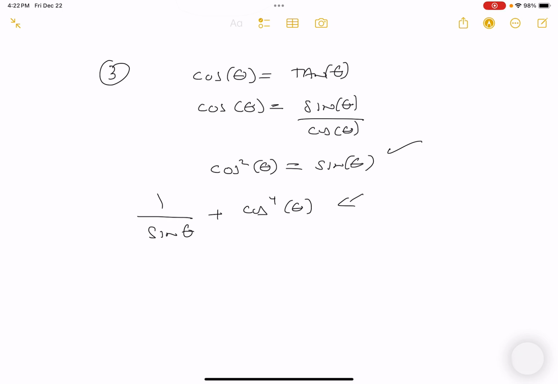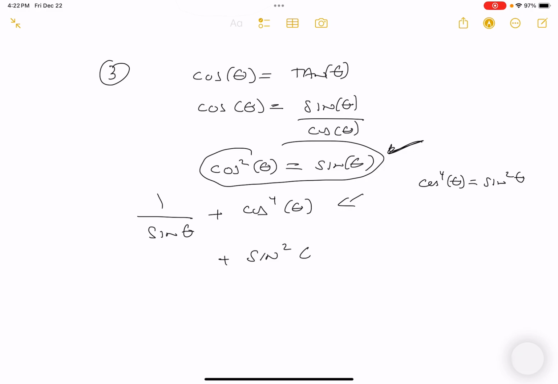I've got to think through this, don't I? Well, you know what? I know what the cosine of 4 theta is, and that's going to be what? I'm using this up here. This is so important. I'm using this to do that. So the cosine 4 theta would equal sine squared theta. So write that down, sine squared theta.